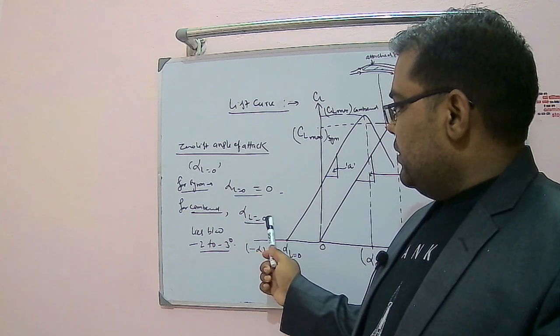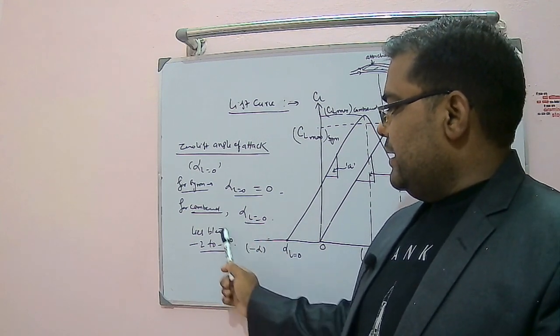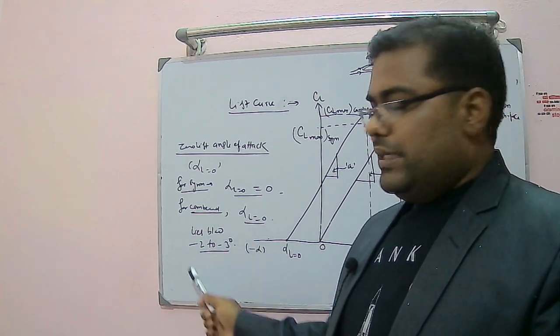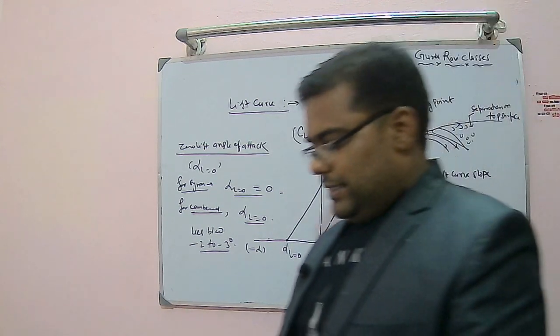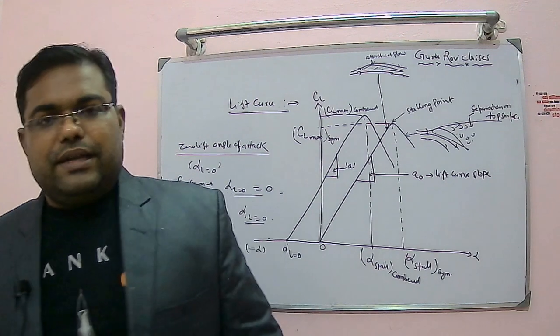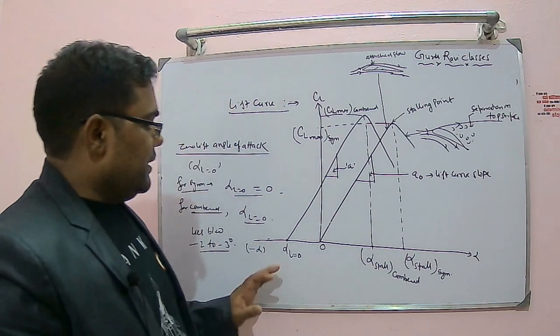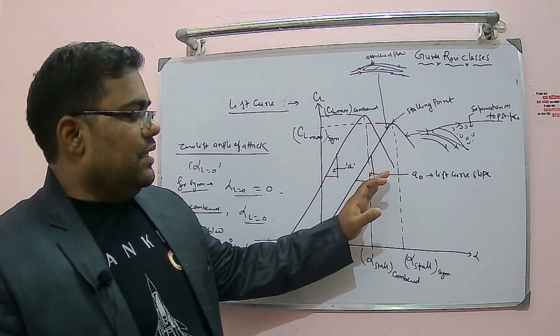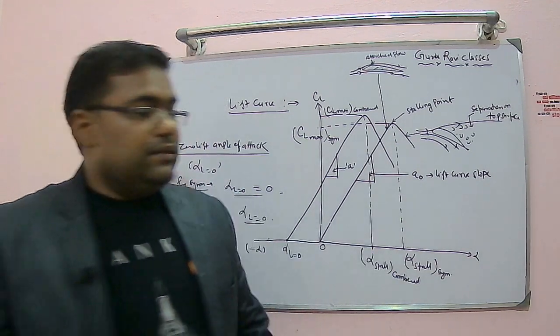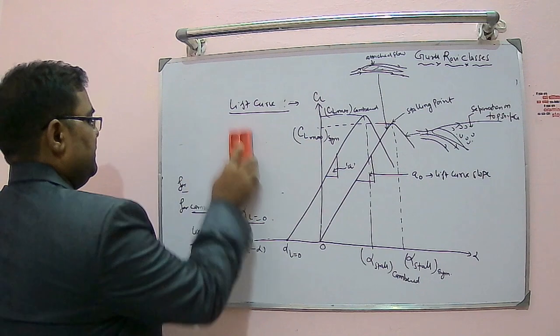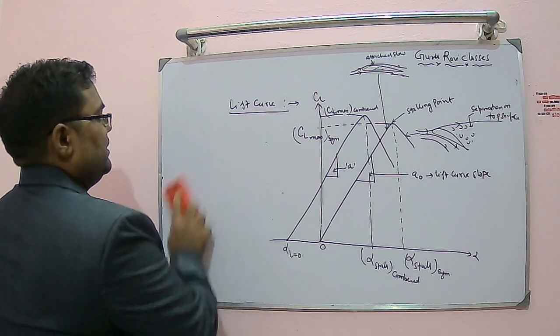So alpha L equal to 0 for a cambered airfoil will lie between -2 to -3. Any value is possible, right? So -2 to -3 is the range of zero lift angle of attack. That's the one thing. Now you come to the lift curve slope. So how will you define the lift curve slope, the next parameter?